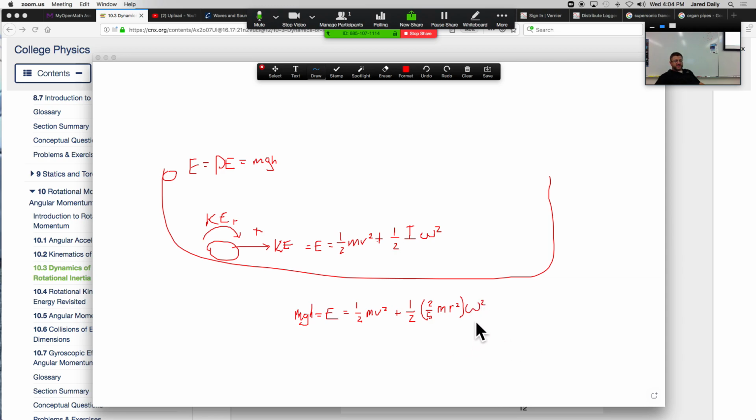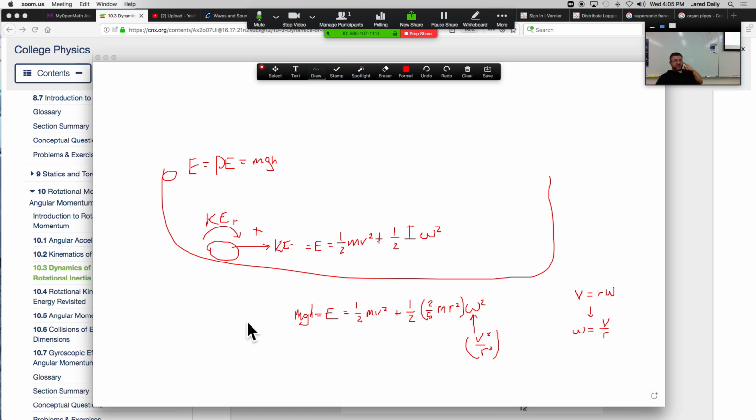Now, we're still not quite done with this. You mentioned that there's an R related to this, and you're absolutely right. If the ball is rolling and not slipping, then the linear motion is related to the rotational motion by R. It looks like this, where the linear motion, V, equals R times omega. So if we solve this, we get omega equals V divided by R. We can plug that in right here, and instead of omega squared, we will get V squared over R squared.